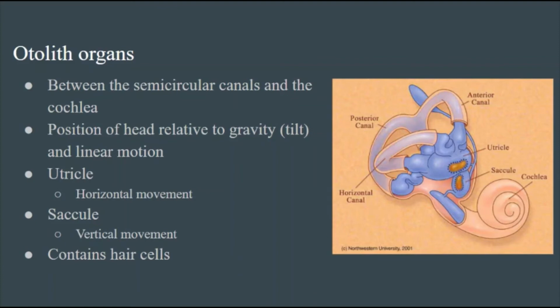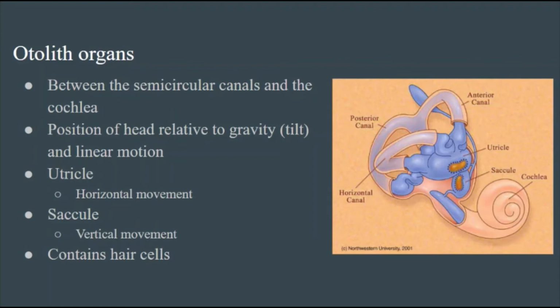So together, they give the body the position of the head relative to gravity. So like the tilt of the head and the linear motion of the head. So moving in a straight line regardless of direction. The utricle is going to detect horizontal movement and the saccule detects vertical movement.